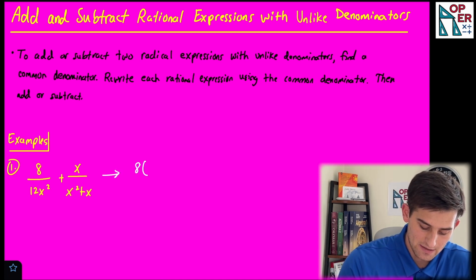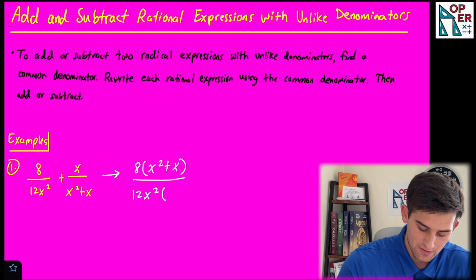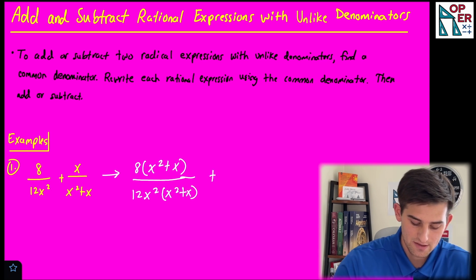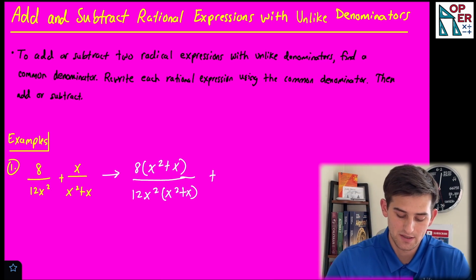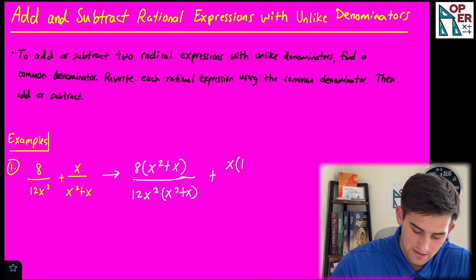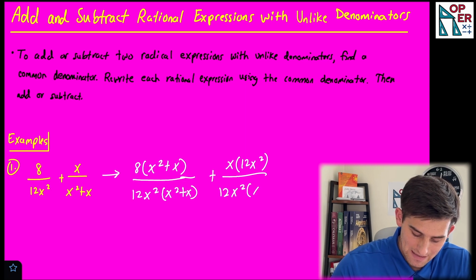So we would say 8 times x squared plus x over, and now we could write 12x squared times x squared plus x, plus, and now we're going to multiply the right numerator, x, by the opposite denominator. So x, and then this would be times 12x squared, and now we can write the same denominator on the right side. So 12x squared and then times x squared plus x.